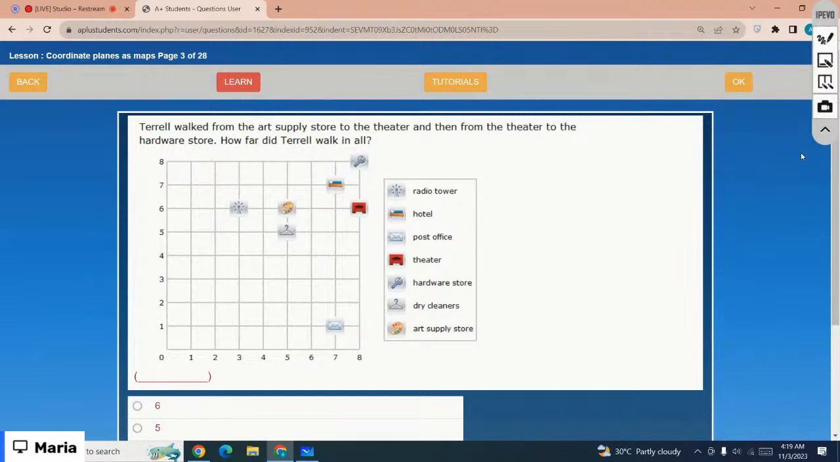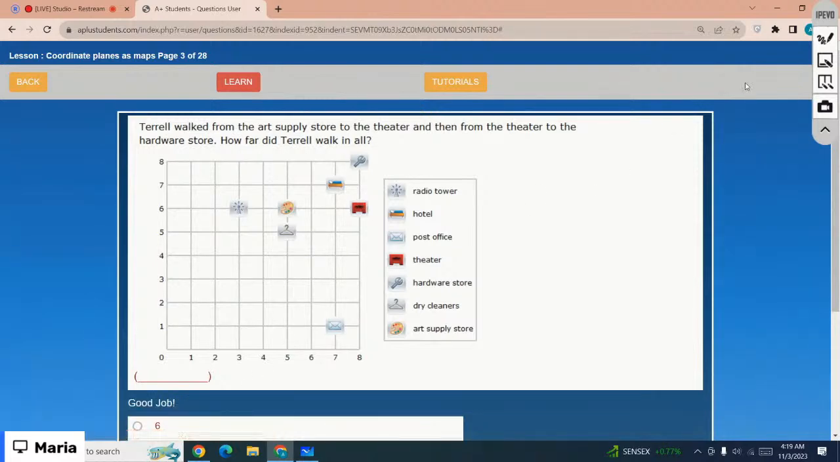Okay, so Terrell walked from supply store to theater. Okay, where is supply store? Here is art supply store. He traveled from art supply store to theater. Here is theater. One, two, three. Then from theater to hardware store. So hardware store is here, 4 and 5. Yes, very good. That means the total distance covered is 5 units. Very good. Okay.